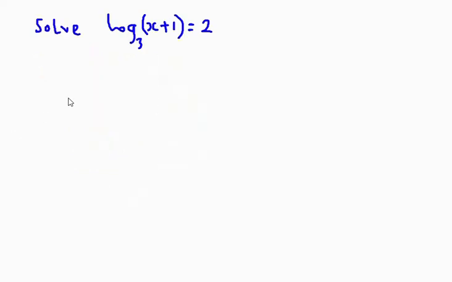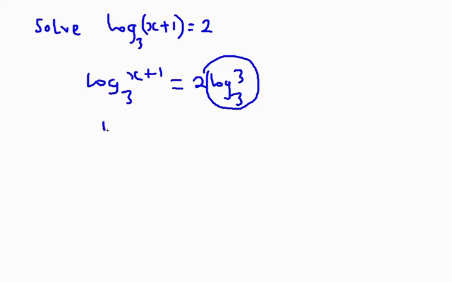Now, let's solve this. Log x plus 1 base 3 equals 2. Just like we did before, this becomes log x plus 1 base 3 equals, transform 2 to log form, so 2 becomes 2 log 3 base 3 because this is the same as 1. Now log x plus 1 base 3 equals log 3 to the power of 2 base 3.